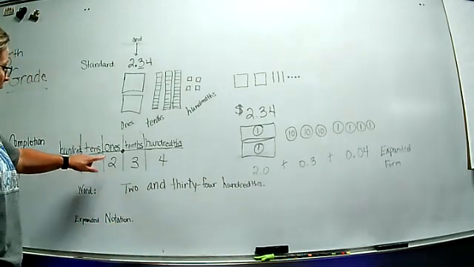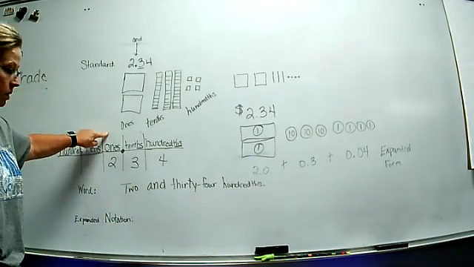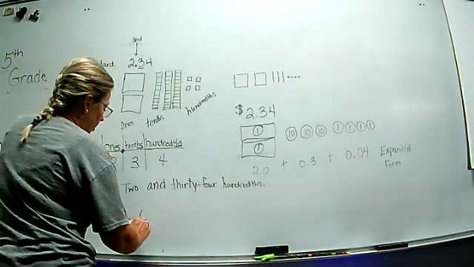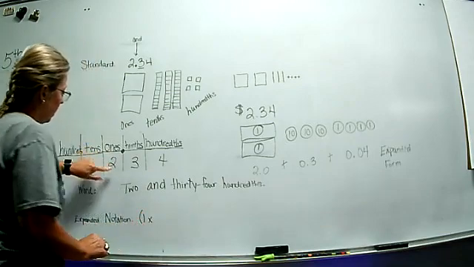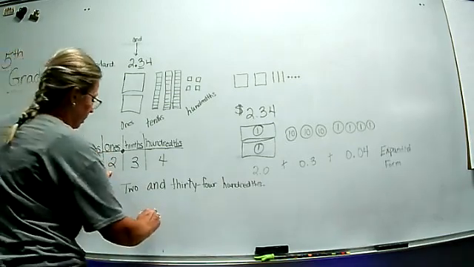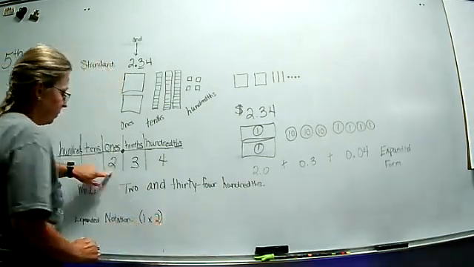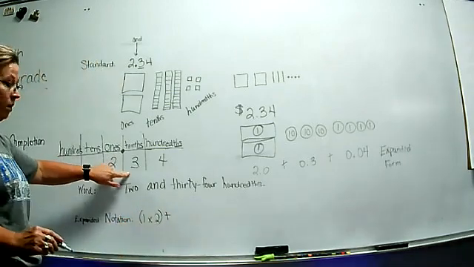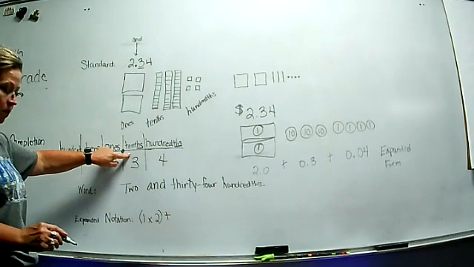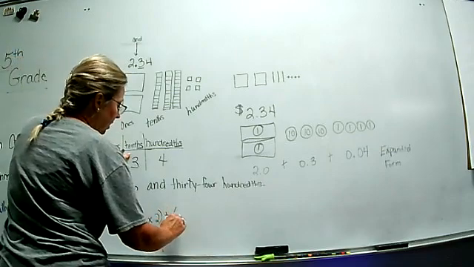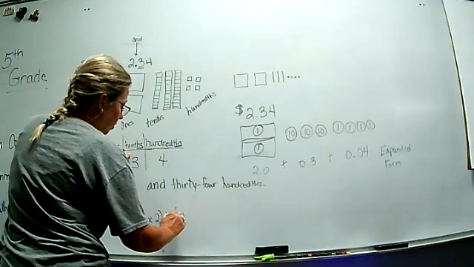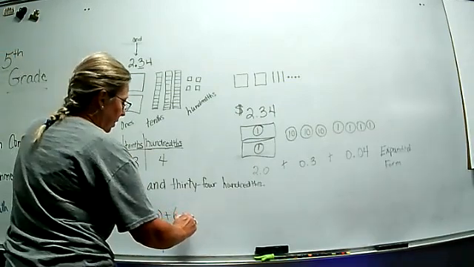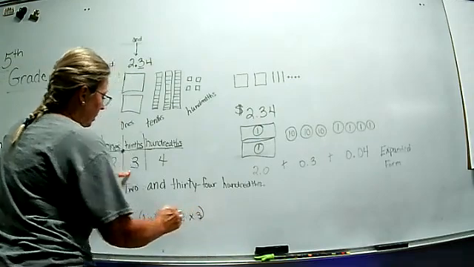So I have 2 ones. So I am going to take this base 10 number, 1, times the 2 that I have. Okay. I'm going to add that to my decimal. I have tenths here, which is represented as 0.1 times 3, because I have 3 in the tenths position.